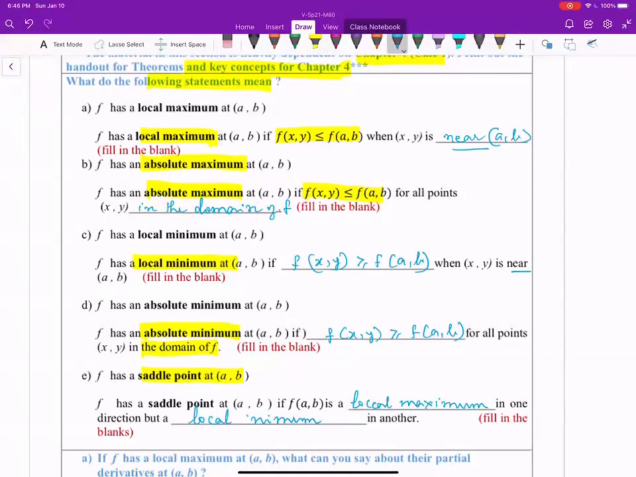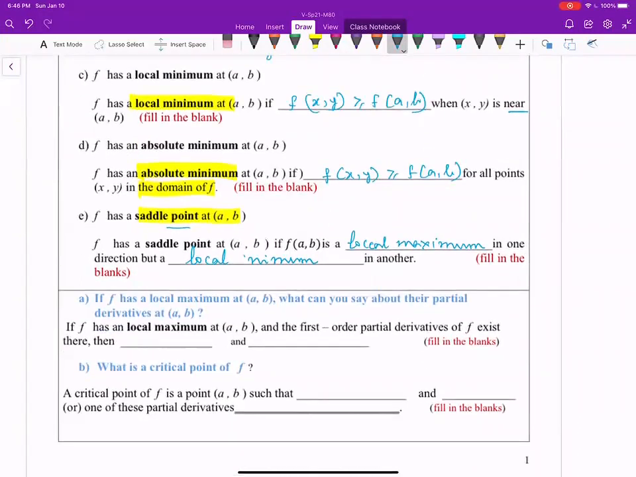So imagine a saddle. If you look at it in one direction, it will be the highest point. If you look at it in the other direction, it will be a minimum point. Then that is called a saddle point.